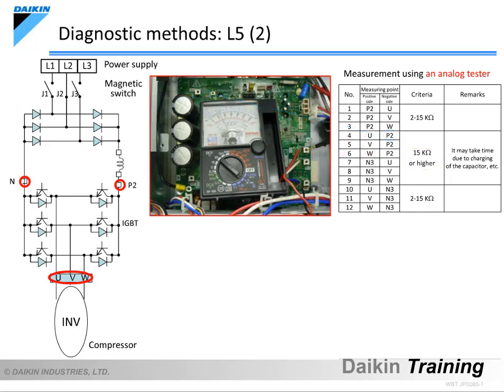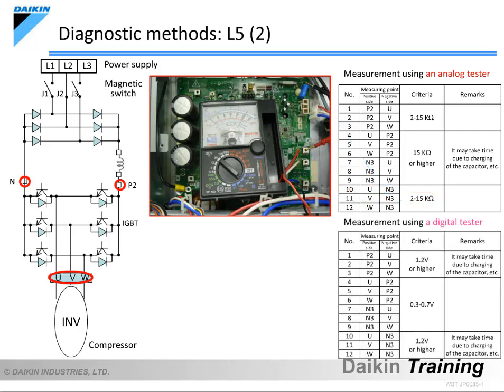Then, while placing the positive probe on the N terminal, place the negative probe on the U, V, and W terminals to measure the resistance and determine if it is OK. Finally, while placing the negative probe on the N terminal, place the positive probe on the U, V, and W terminals to measure the resistance and determine if it is OK.